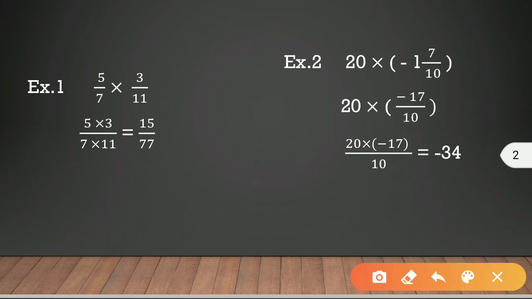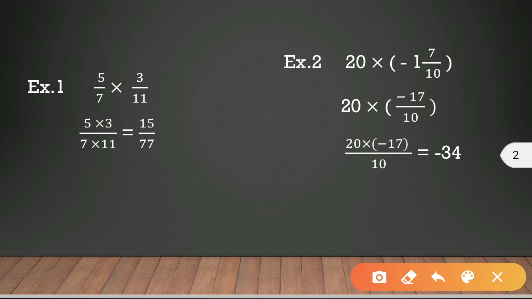First example is 5 by 7 into 3 by 11. Here two rational numbers are given and we have to multiply them. For multiplying rational numbers, first multiply the numerators, 5 into 3, then multiply the denominators, 7 into 11. 5 into 3 gives you 15 and 7 into 11 gives you 77. First multiply the numerators, then the denominators, and you will get your answer.